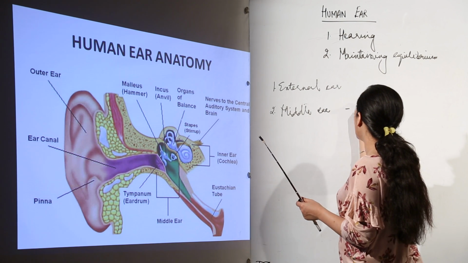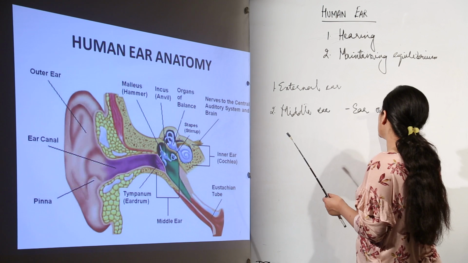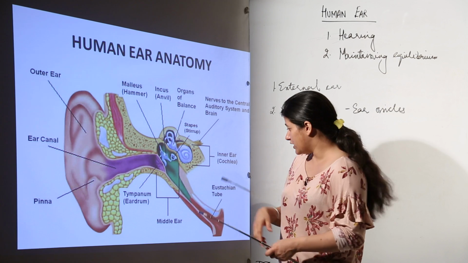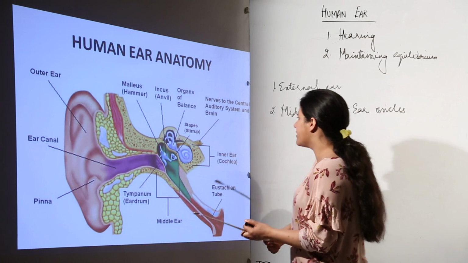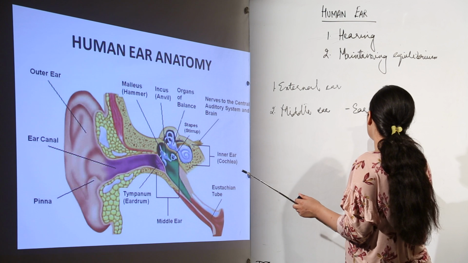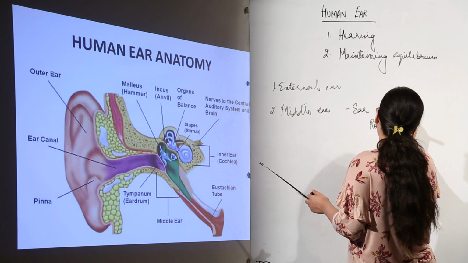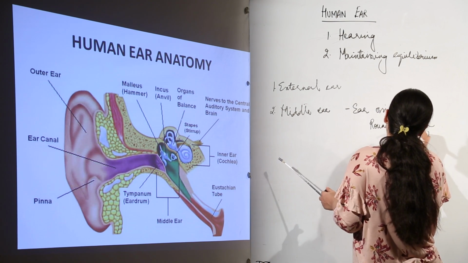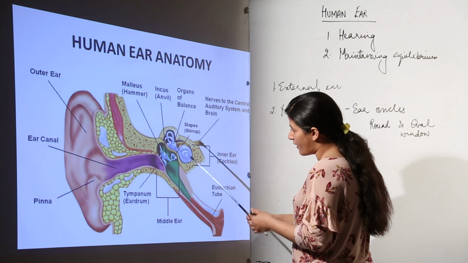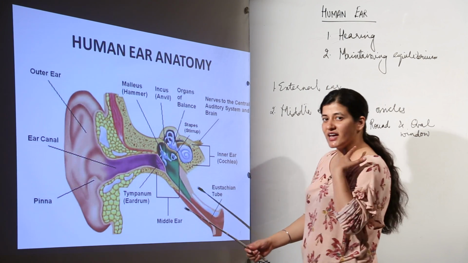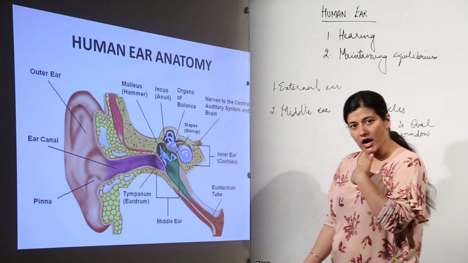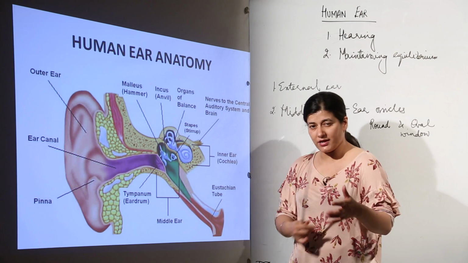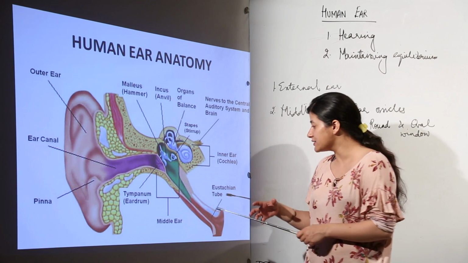So the characteristic of the middle ear is the ear ossicles, which join to the innermost ear, the inner ear, by the round window and oval window. You have to keep in mind that the middle ear is in continuation with the eustachian tube, which goes into the pharynx.